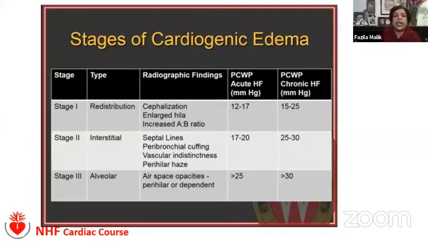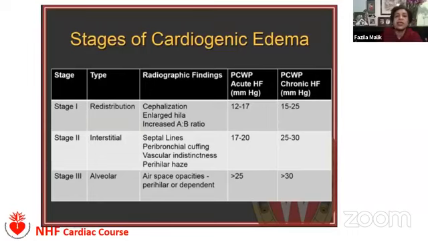So in stage 1 of pulmonary edema, what happens is that there is redistribution of the blood in the lung fields. And this occurs typically when there is acute heart failure, when the pulmonary capillary wedge pressure is between 12 to 17. And in case of chronic, it will be higher than that, like 15 to 25. What do we see? We see cephalization, we see enlarged hilar blood vessels, and we see an increased arterial to bronchi ratio.